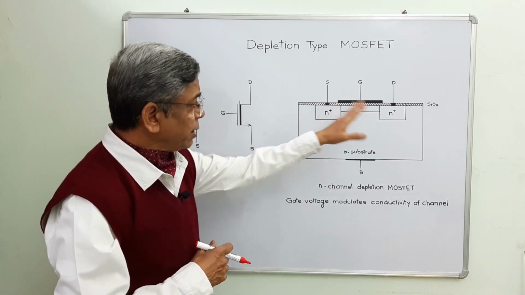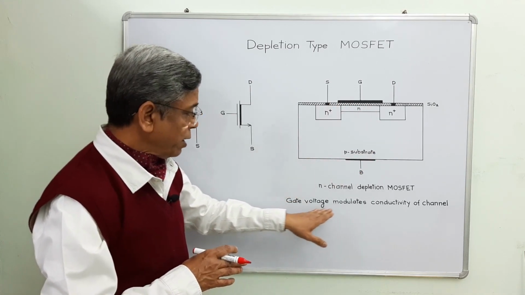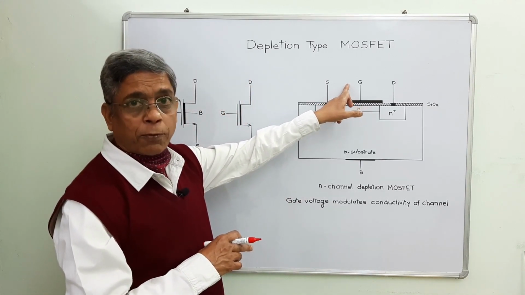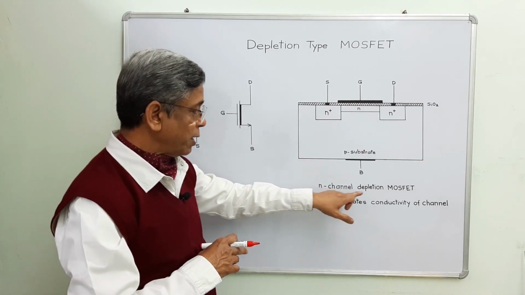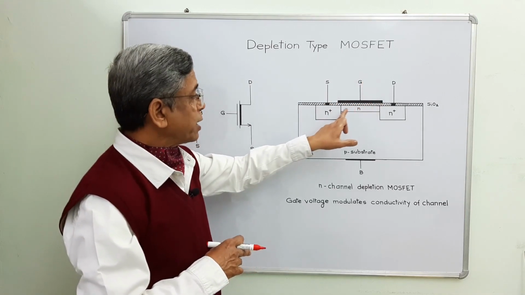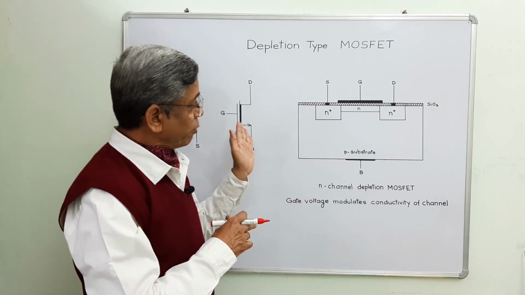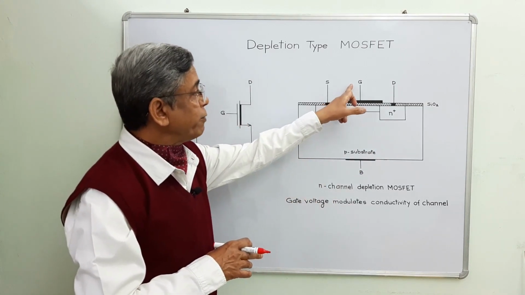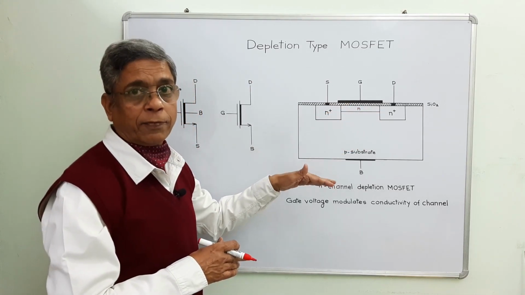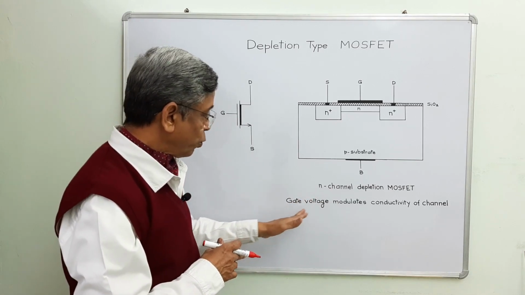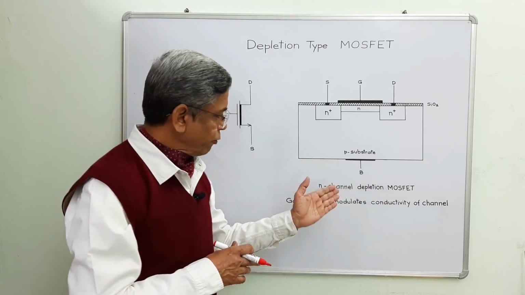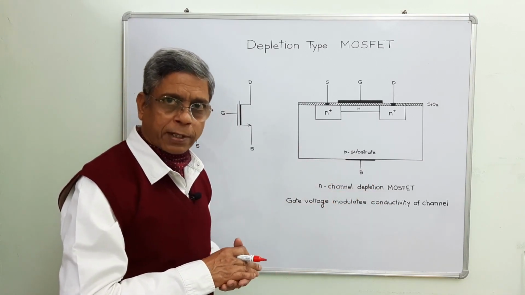And in this device, gate voltage modulates conductivity of the channel. How? Appropriate and favorable gate voltage, for example in N-channel depletion MOSFET, a positive gate voltage will enhance the conductivity of this channel. That means current will increase through the device. A negative gate voltage will decrease the conductivity of this channel. That means current through the device will decrease. And this is the mechanism how gate voltage modulates conductivity of the channel or indirectly current passing through the device, which I will explain in detail in transfer characteristics.